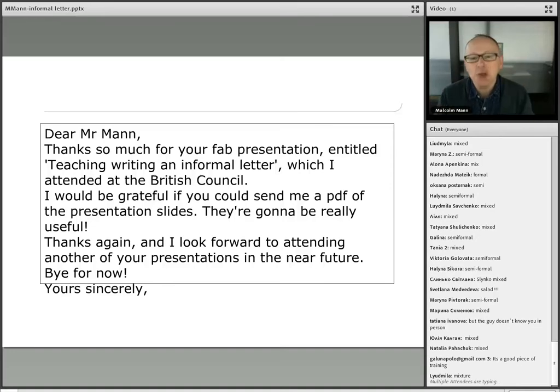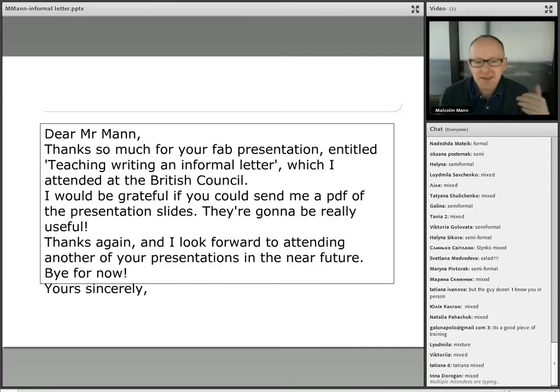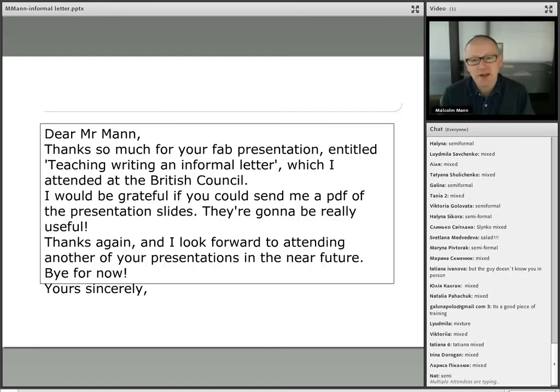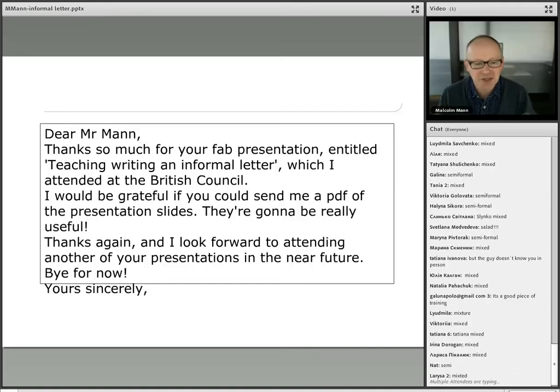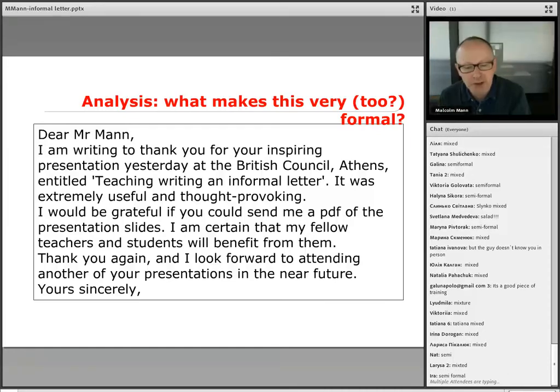And that means a huge amount of work with grammar and vocabulary, because our students need to know that the word fab is very informal. And they need to know that I would be grateful if is formal. So whenever we're teaching vocabulary and grammar, we mustn't forget to teach formality and register at the same time. And so I think a very good thing to get our students to do is to analyze and compare different models and to really go into detail.